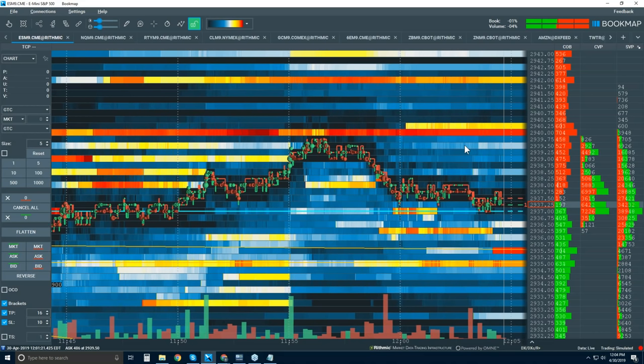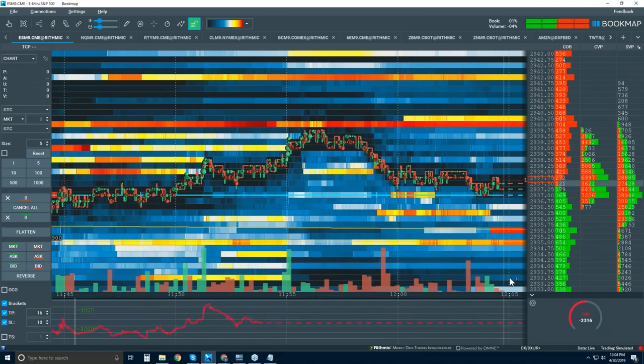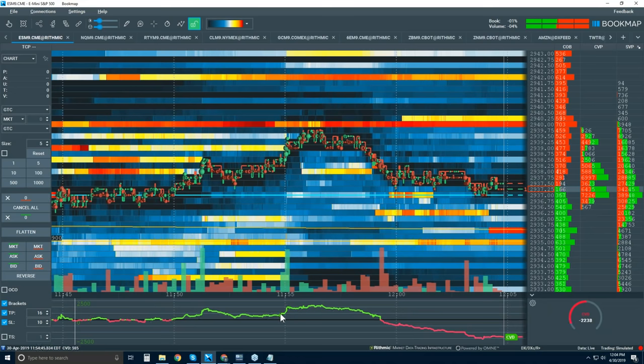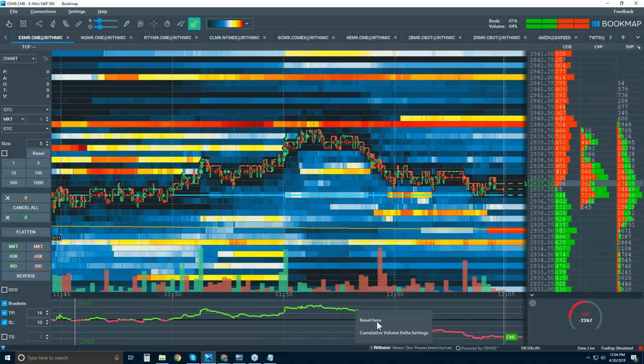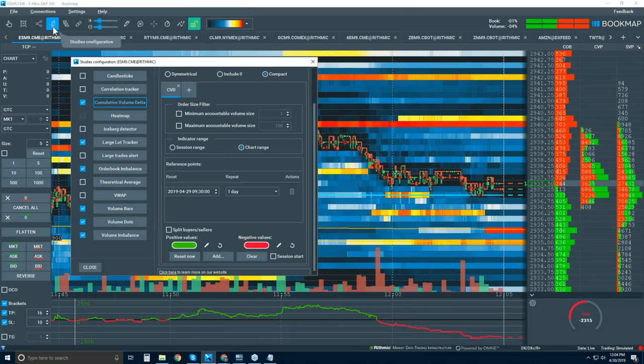Let's see here. Another question is about the sharp delta indicator. Okay, yeah, no, I'm not showing it. I closed the cumulative volume delta here on purpose. There are all sorts of different settings for this cumulative volume delta as well. Let me show you here. I didn't show you guys the studies configuration. It's this tool up here, this microscope.